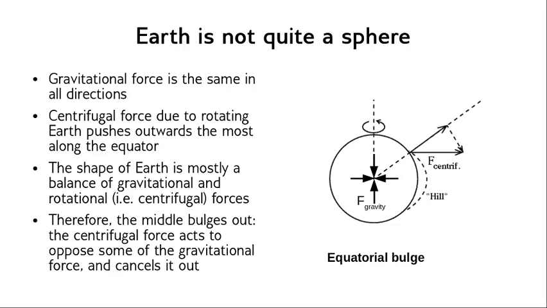But the Earth is rotating as well, and so there is a centrifugal force pushing outwards, and that is pushing outwards the very most along Earth's equator. And so Earth's shape is really a combination of a battle or balance between the gravitational force pulling everything together and the centrifugal force pushing the equator outwards. And as a result, the middle bulges out because some of the centrifugal force, or all of the centrifugal force rather, acts to oppose some of the gravitational force, thereby canceling it out.